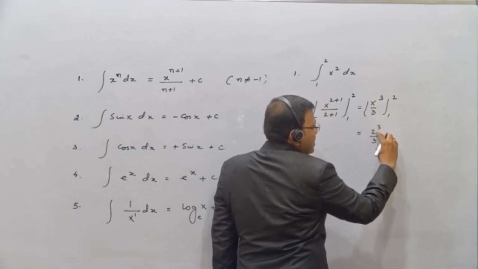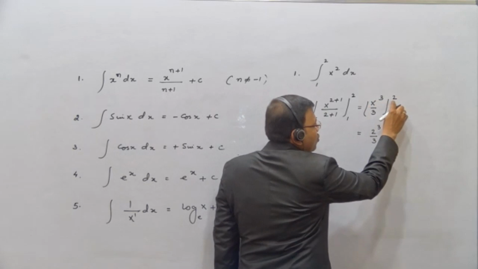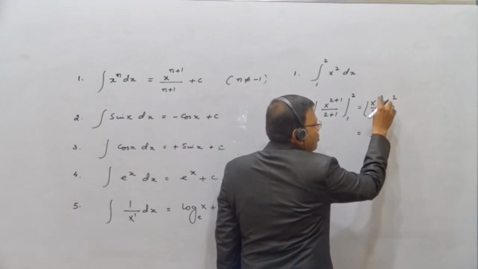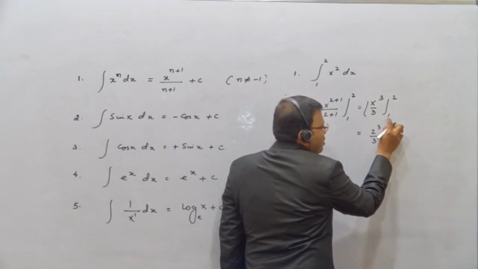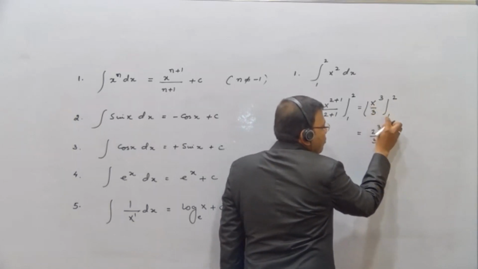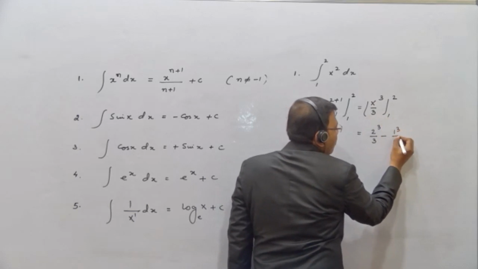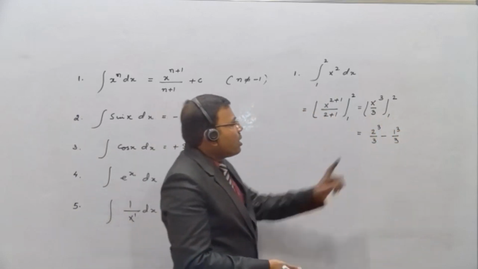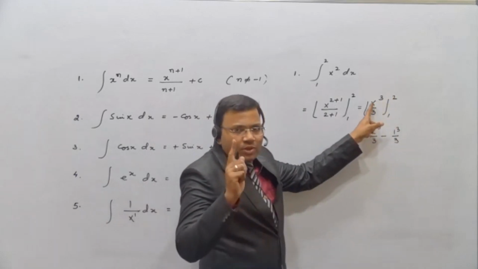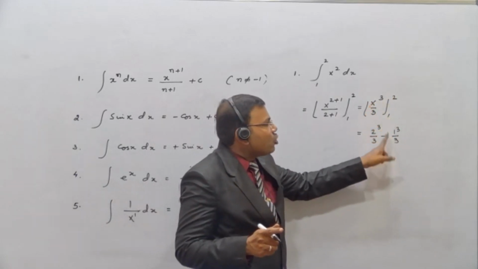Same function as it is, but in place of x we have to write 2. So it will become 2 cube by 3. Minus, I'm substituting the lower limit, in place of x we have to write 1, so it is 1 cube by 3. That's over. Just be careful: when you substitute the upper limit it should be with plus, and when you substitute the lower limit it should be with minus.